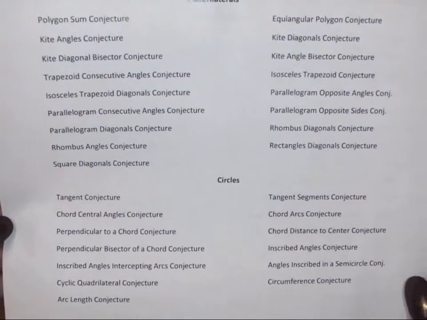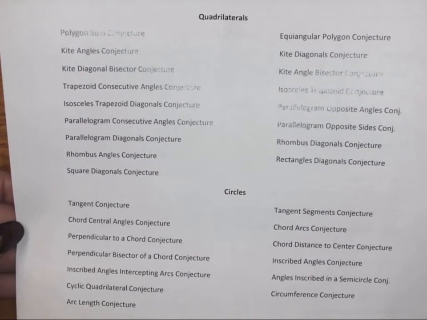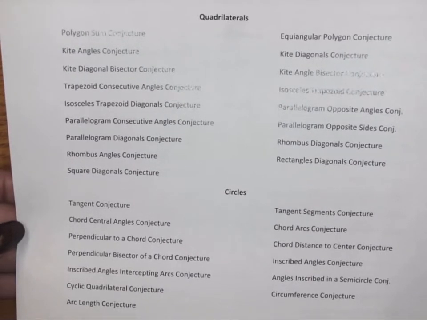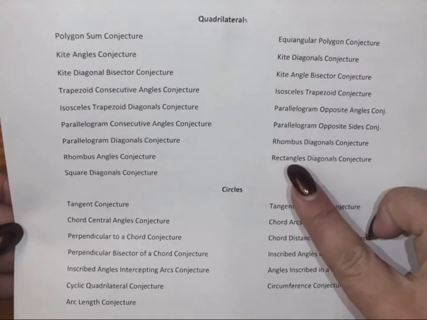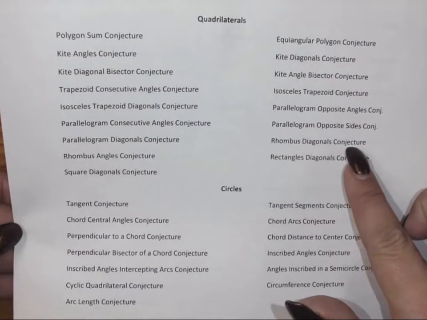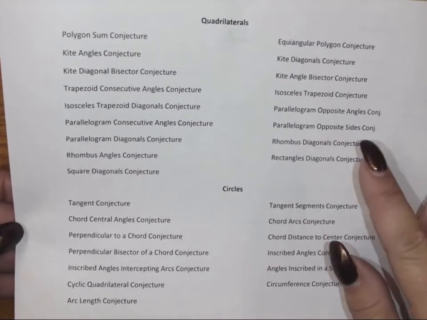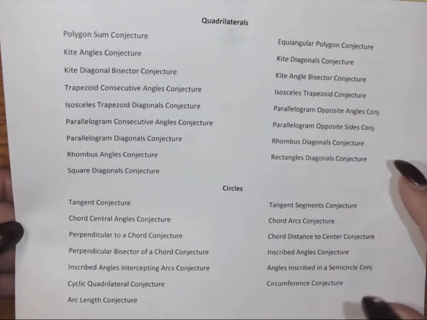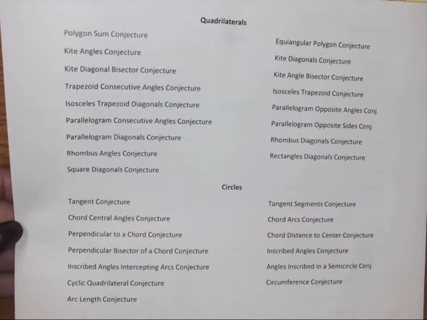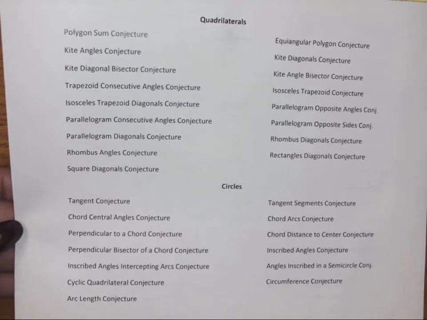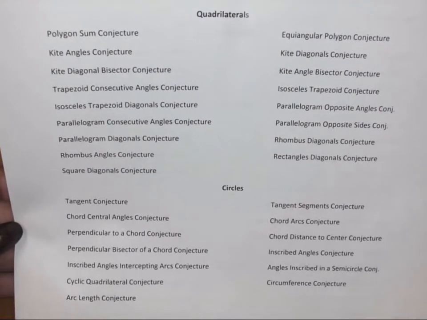Okay, but on the back is new. We didn't have this for the first test. So there are properties of quadrilaterals and all those lovely conjectures that we went through for kites and trapezoids and all that. So be sure that you can look at what do you think the rhombus diagonals conjecture means, okay? Because you're not going to have a definition for these on the test. So rhombus diagonals conjecture. Well, it probably means what? Diagonals of a rhombus are congruent. Okay, that's probably what it means. So you can look at it and see what's going on there.